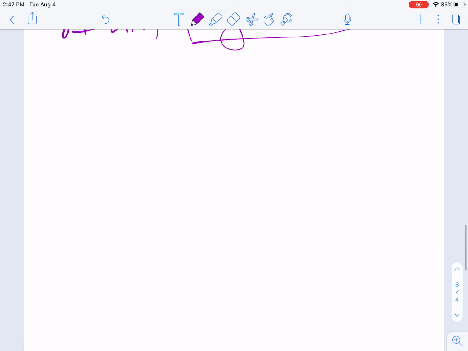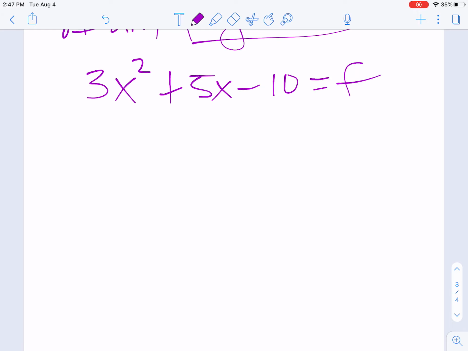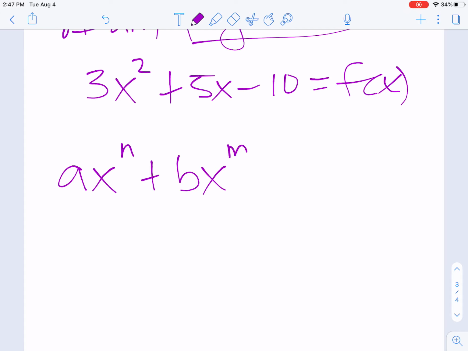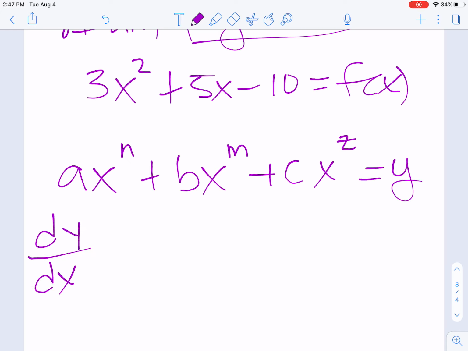So what I mean by that is, say that we had 3x squared plus 5x minus 10. We all know that that is a polynomial. So I'm actually going to represent this as I do it with the rule as a of x to the n plus b of x to the m plus c of x to the z equals y. So in order to take my derivative, dy dx, we're going to follow, like I said, what's known as the power rule.